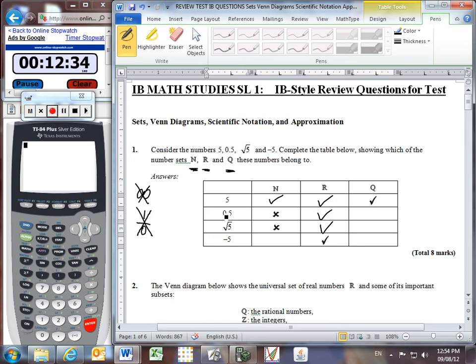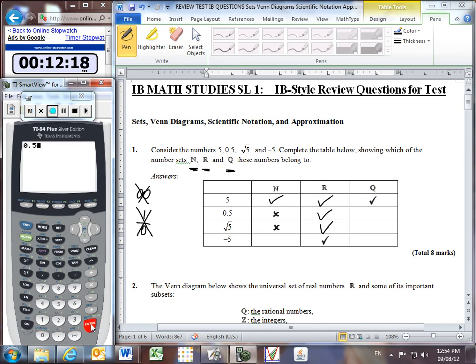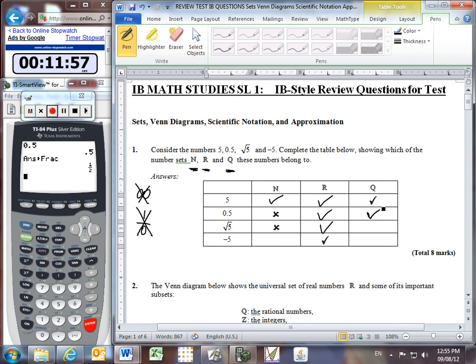Let's look at the next number, 0.5. We can see it's not a natural number because it's not a whole number. But of course it's real. Can we express it as a fraction? We certainly can. In fact, I can demonstrate this on the calculator by typing in 0.5. Then I'll take my answer and go to math, and you see how Fract is there, I'm going to express my answer as a fraction. Yes, it is possible. It gives me 1 over 2. That's evidence that 0.5 can be expressed as a fraction.